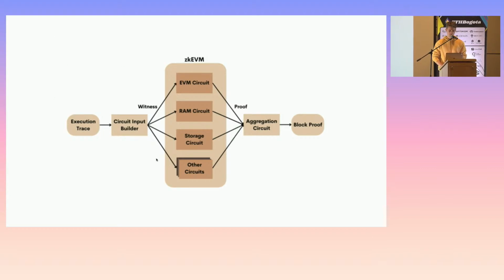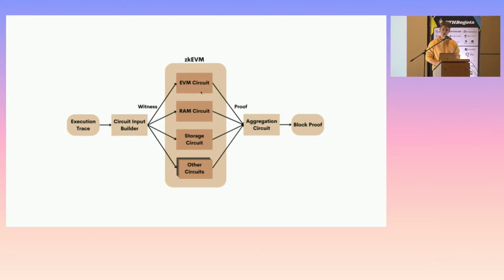And the ZK EVM itself, which we are developing along with the Ethereum Foundation, is a collection of circuits for proving these different state transitions. So we have an EVM circuit that proves that the opcode was executed correctly. Then, for instance, we have the storage circuit that proves that the storage updates were also executed correctly. And we have a whole bunch of different circuits proving different things. These all create different ZK proofs that we aggregate into a single proof, and that is the output of the roller.